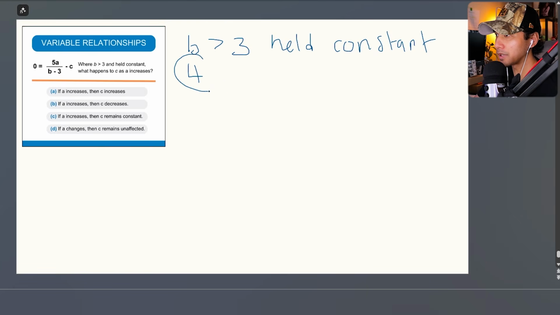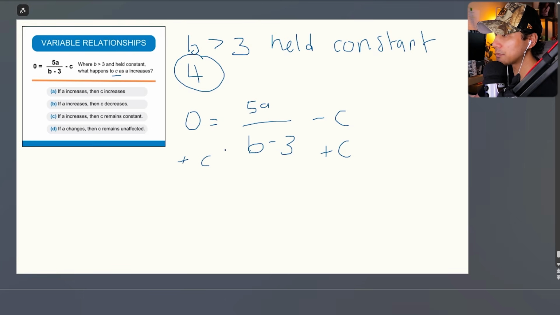Okay, I'm going to circle this 4 because we're going to come back to it. So I have to put everything in terms of C. You see how it's like minus C over here? So I'm going to move that C over. So the equation writes like this: 0 equals 5a over b minus 3 minus c. I'm going to add c to both sides. We have to put this in terms of c because that's what the question is asking. C equals 5a over b minus 3.